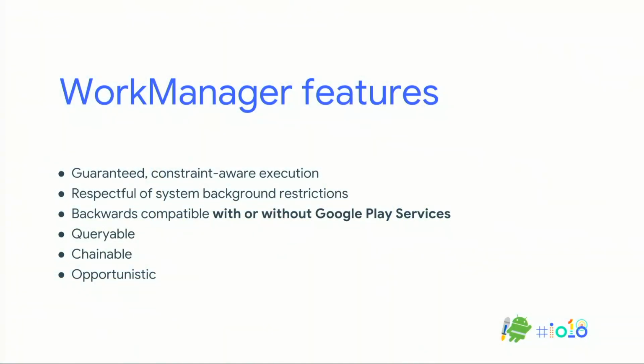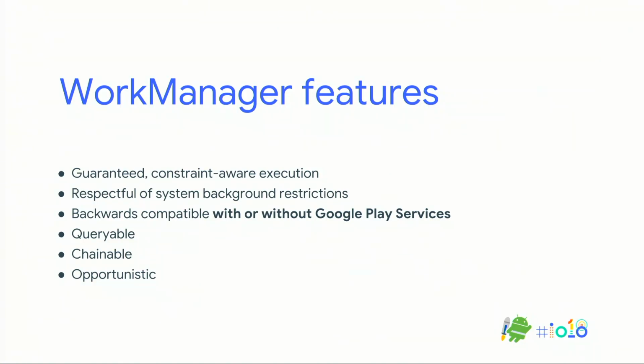So WorkManager, let's talk a little bit about its features. I just mentioned guaranteed execution. It's also constraint aware. So if I want to upload that photo that I talked about, I only want to do it when I have a network. That's the constraint. It's also respectful of the system background restrictions. So if your app is in Doze mode, it won't execute. It won't wake up your phone just to do this work. It's backwards compatible with or without Google Play services. The API is queryable, so if you have enqueued some work, you can actually check what its state is. Is it running right now? Has it succeeded or failed? These are things that you can find out with WorkManager.